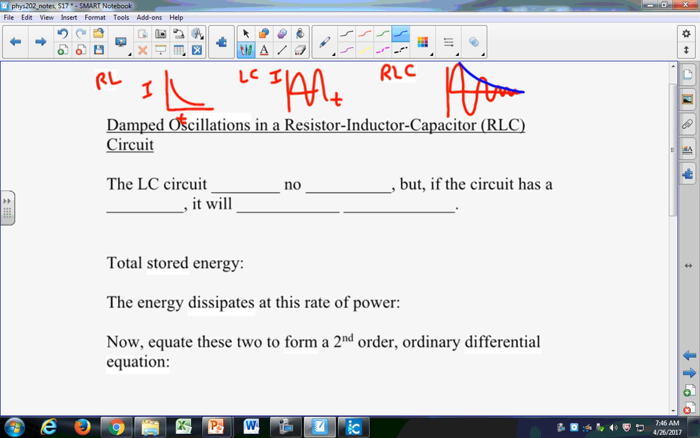And so our current will decay over time. This is current versus time. All right, so the LC circuit loses no energy, as we said, because it has no resistor in it. But if the circuit has a resistor, it dissipates energy.